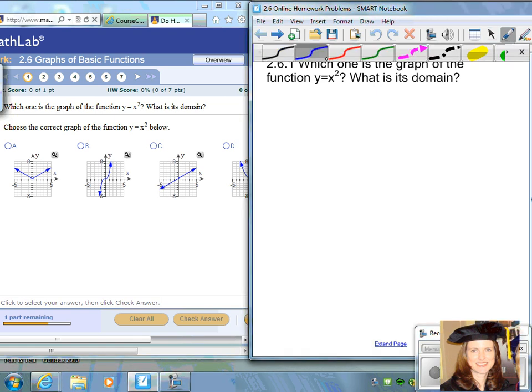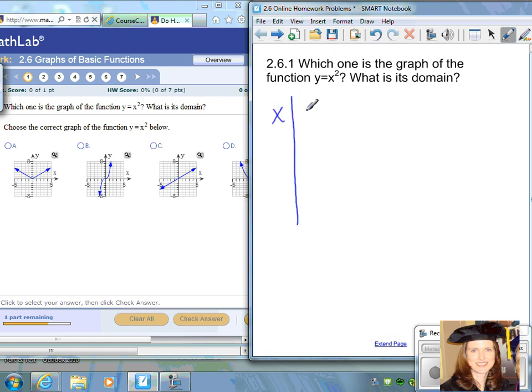Well, if you're not familiar with the basic functions, what you can do is set up a table and sketch some points. Let's look at x and y. And I usually start off with a couple negative values for x, 0, and a couple of positive values for x. And with those, I may have enough points to get an idea of what the graph looks like.